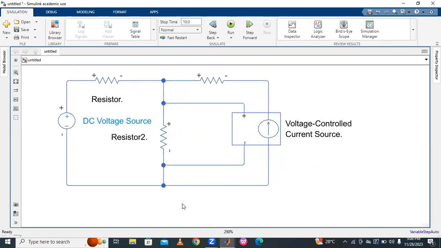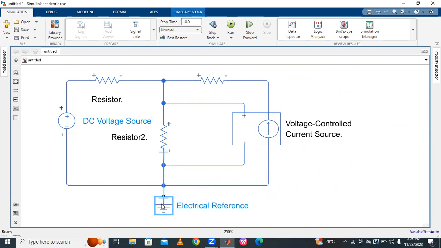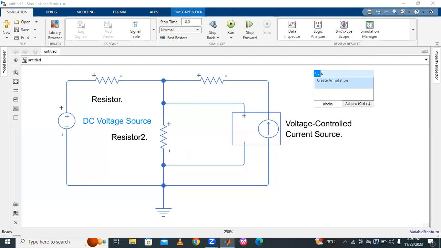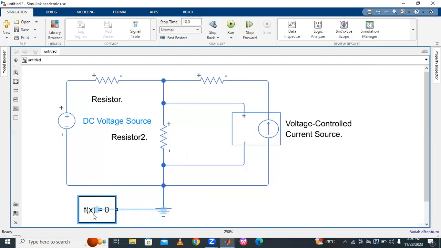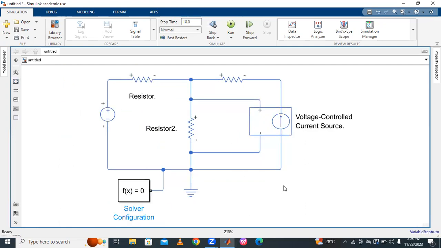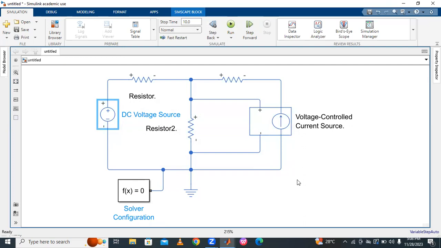To solve this, a ground is also required, that is called the electrical reference. Take an electrical reference here and connect it to this ground. Also, one solver configuration is required to run the simulation. Place it here and connect it to the ground terminal in this way. So this is the circuit diagram, and here the voltage is, for example, 100 volts. This is the circuit for a voltage controlled current source with the dependent parameters.